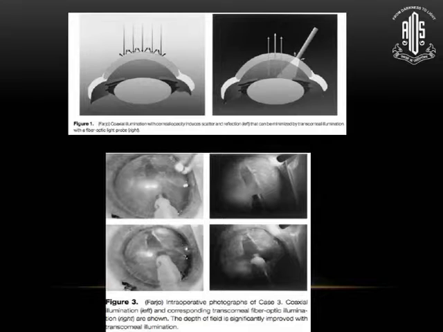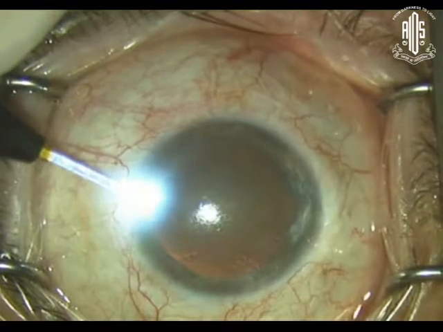Then you have the Fargo's illumination. With normal coaxial illumination, as you can see, there is a lot of scatter, whereas with illumination from the light pipe, you have clearer depth perception and a clearer view of the cataract as well.